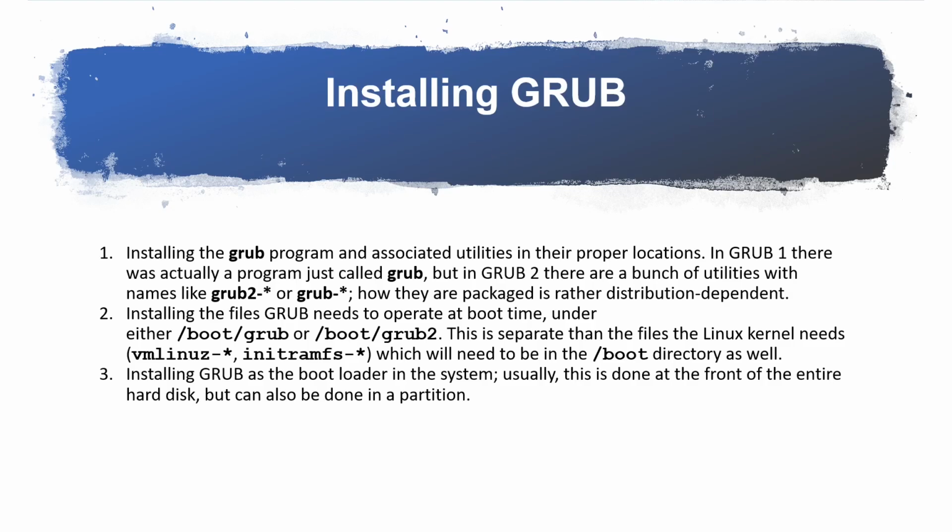This is to separate them, the files the Linux kernel needs, vmlinuz and initramfs, right? Which will need to be in the boot directory as well. Three, installing GRUB as the bootloader in a system. Usually this is done at the front of the entire hard disk, but can also be done in a partition.